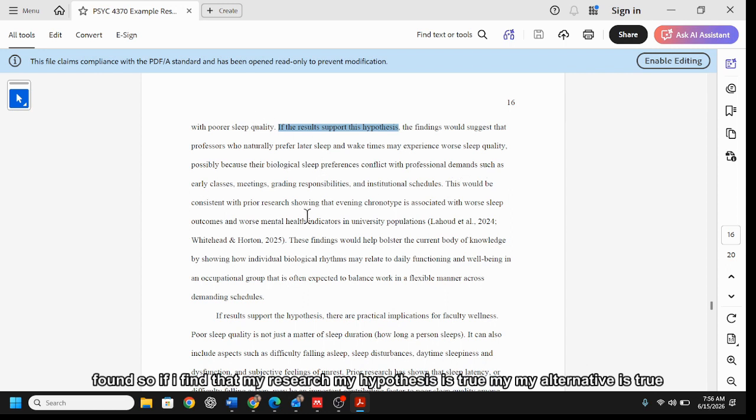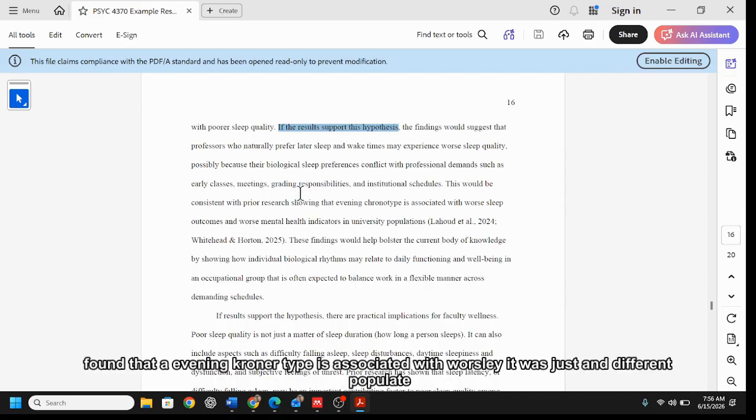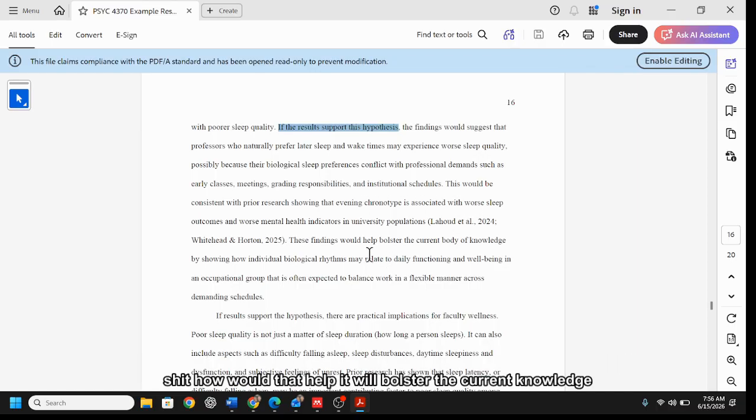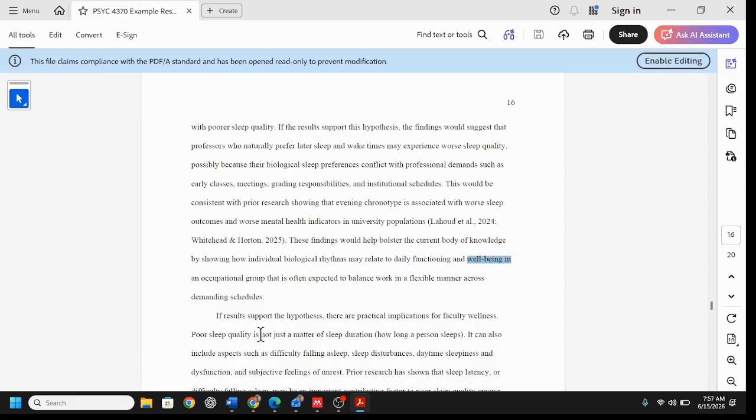So if I find that my hypothesis is true, my alternative is true, that would be consistent with what the other researchers have found. Lahoud and Whitehead and Horton found that an evening chronotype is associated with worse sleep. It was just in different populations. How would that help? It will bolster the current knowledge out there about sleep, about biological sleep rhythms, and how they relate to our daily functioning and our well-being.